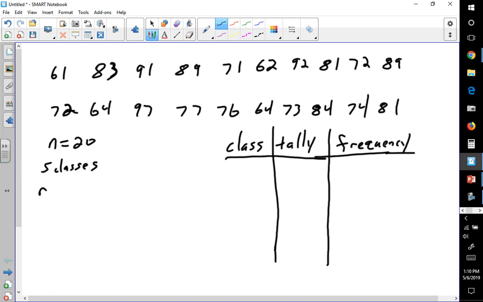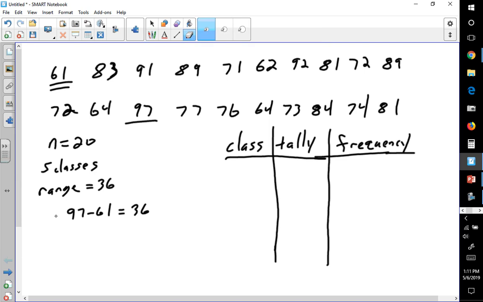Now let's determine our range. Our lowest data value is 61. Our highest data value is not 91, but 92. I'm sorry, I'll get the right value in a minute. It's actually 97. Yeah, so 97 is the highest, 61 is the low. So our range is 97 minus 61, so 36.